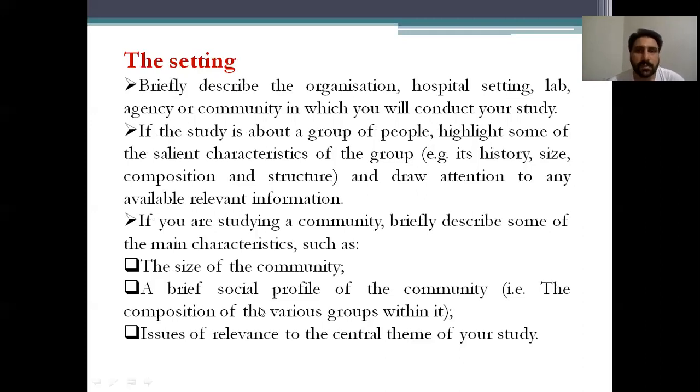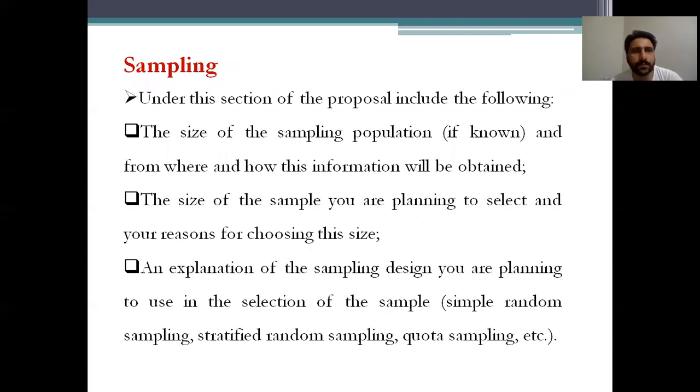If the study is about a group of people, highlight some of the salient characteristics of the group. Let's say history, size, composition, and structure. What's the background information about the group? And draw attention to any available relevant information. If you're studying a community, briefly describe some of the main characteristics such as size of the community, social profile, issues relevant to the central theme of your study. That's mostly applicable to the social sciences again.